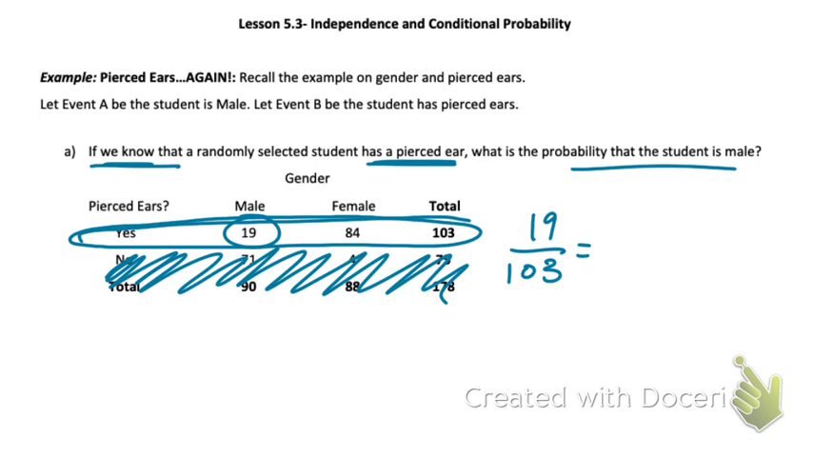I don't know either. Actually. Okay, so there it is. Now I know that if you have a pierced ear, the probability that you're male would be 18.45%. Okay? All right, let's try another one.